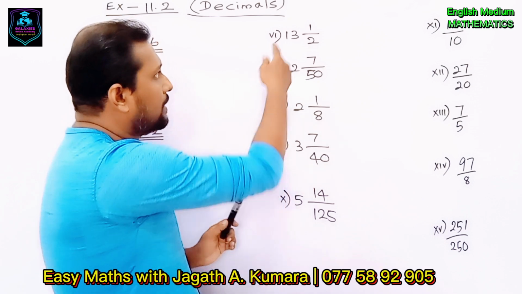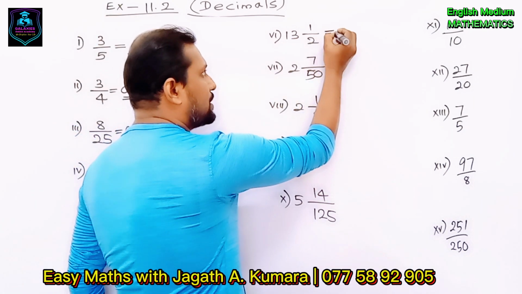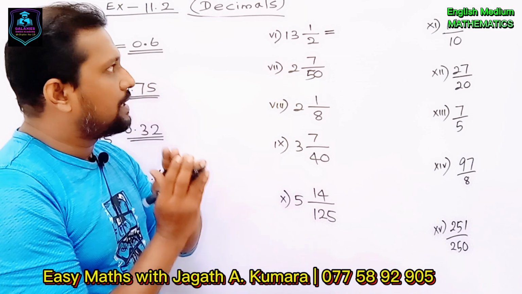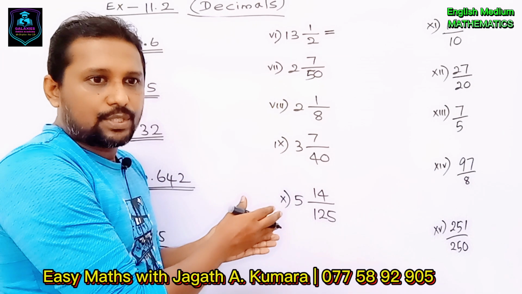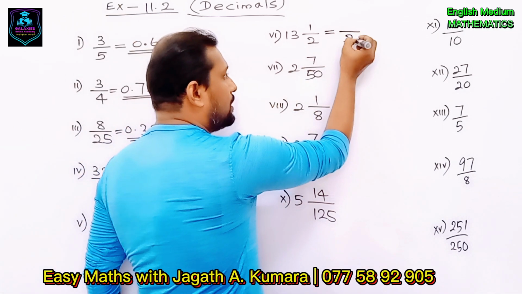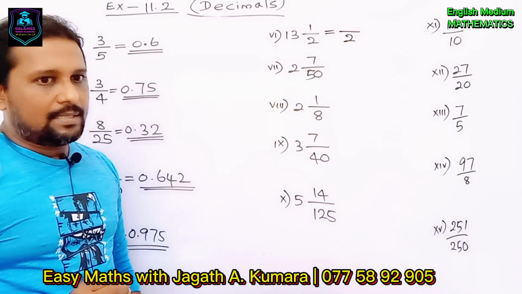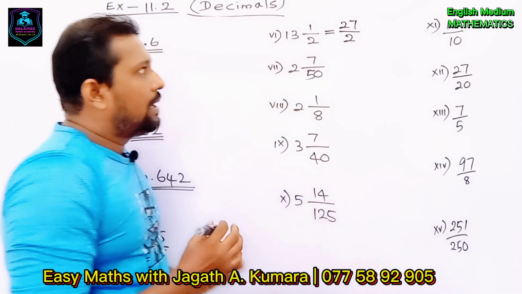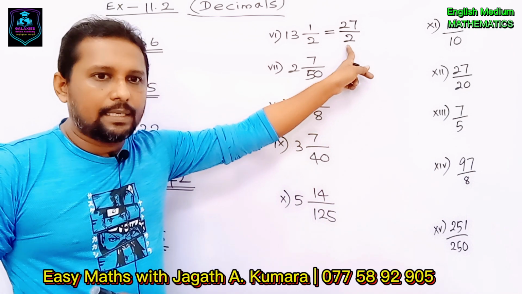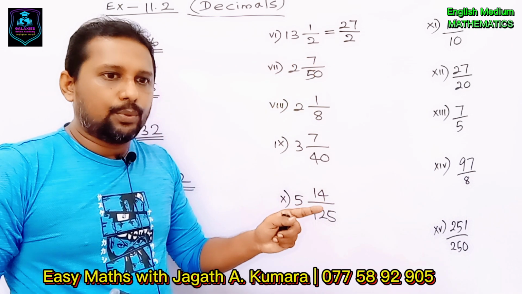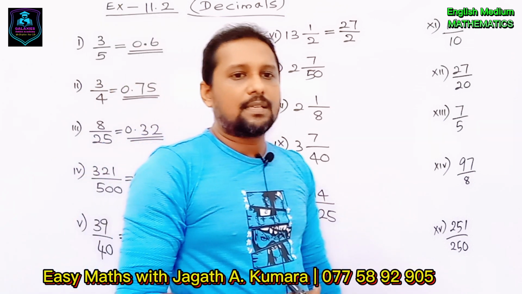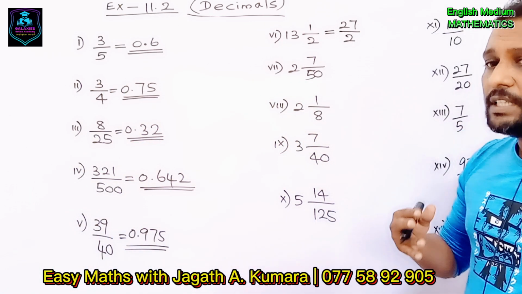Right. Then look, first I will convert this into a mixed number, no? So first I will convert it into an improper fraction. What is the improper fraction? 2 times 13, 26. 26 plus 1, 27. Then what can you do? You can convert this denominator into a power of 10. You try to convert 2 into 10 by multiplying by some value, any whole number.